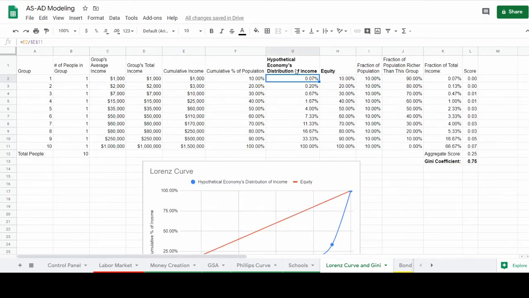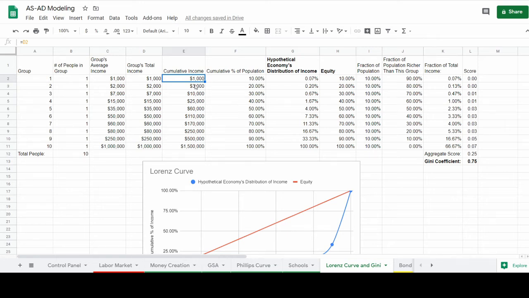First, I have a column G that shows a hypothetical economy's distribution of income. What is column G doing? Column G is taking how much income is earned by the first person in the economy and dividing that by the total income in the economy. So for example, the first person here only holds 0.07% of the total income in the economy. Out of $1.5 million, they hold $1,000.